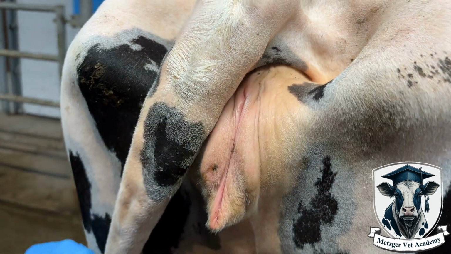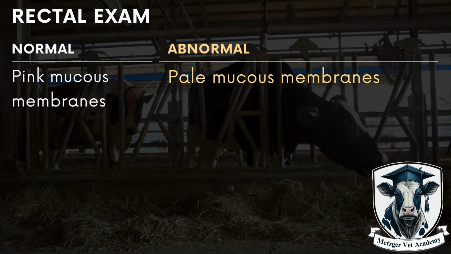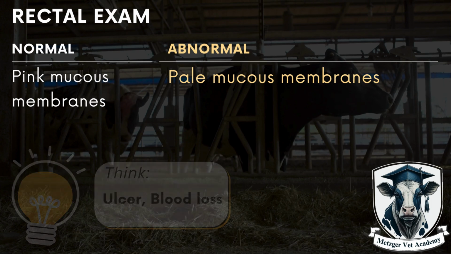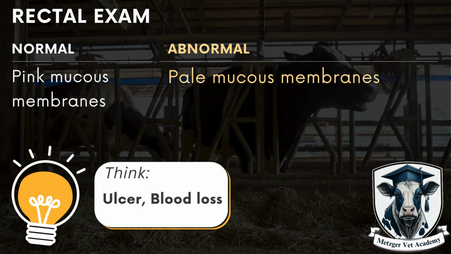If a cow is more than a few days fresh, checking the color of her vulva is sufficient. The vulva should be pink and not pale. A white pale vulva is indicative of severe blood loss from something like an injury or a stomach ulcer.